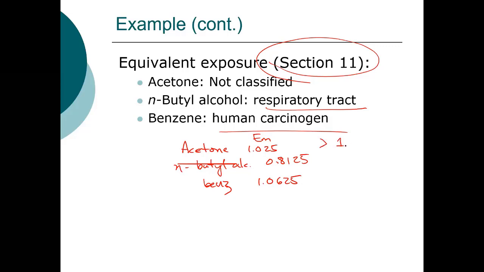We need to take action, implement some sort of engineering controls, or put in PPE. Ideally, engineering controls are better than PPE. PPE is the last resort. If you can't protect your employee using engineering controls, then you need PPE. And in some cases, you're going to need PPE no matter what. And then for benzene, again, this is greater than 1. So we're going to look at what we can do to minimize exposure.